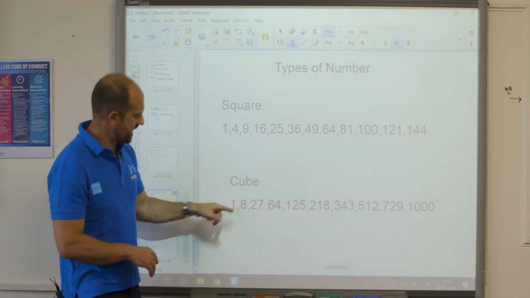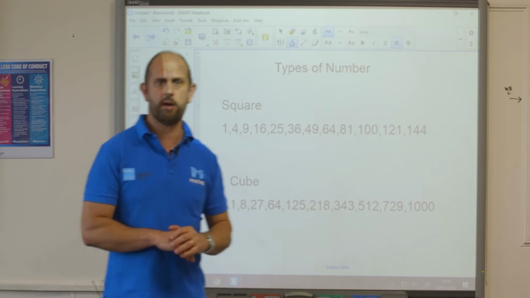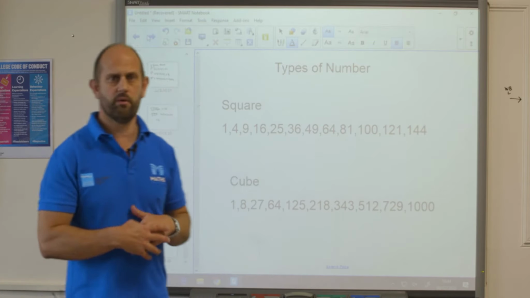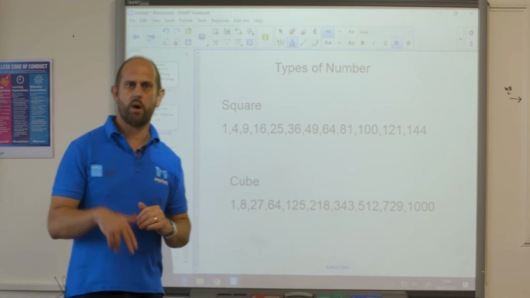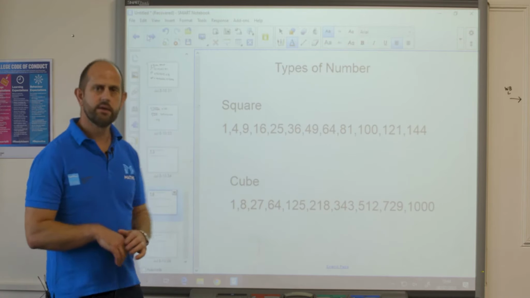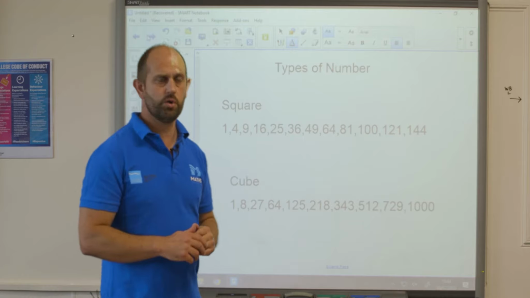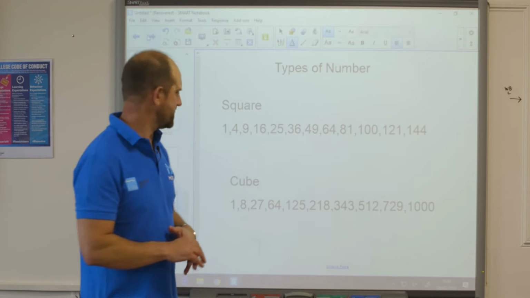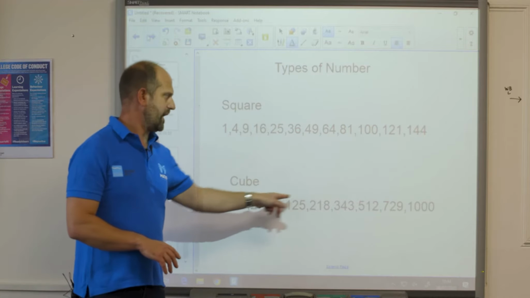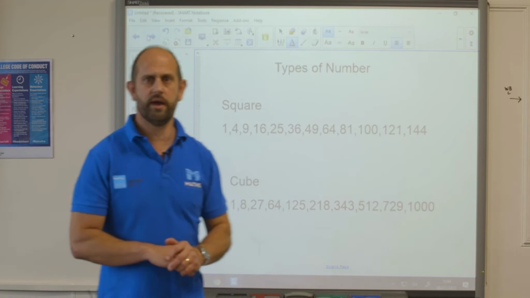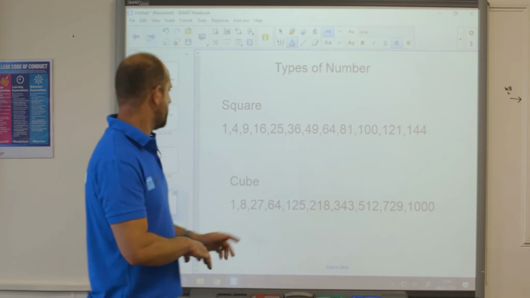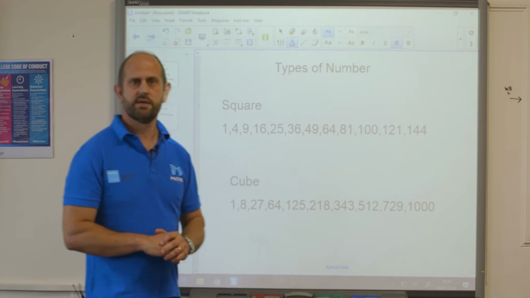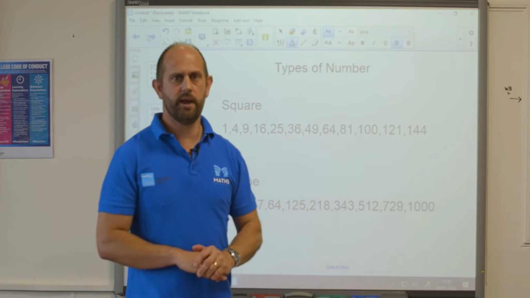Your cube numbers are next. Remember, a cube number is to a power of 3. So 1 times 1 times 1 is 1. 2 times 2 times 2 is 8. 3 times 3 times 3 is 27. And these again often come up on an exam paper. So please again learn the first 10 cube numbers.